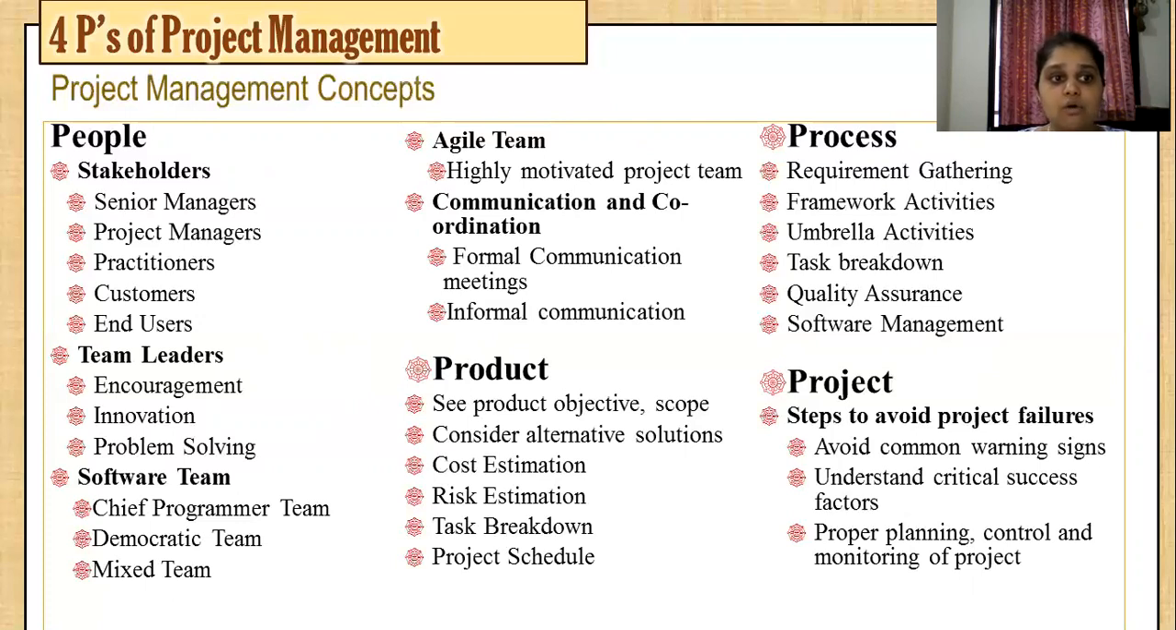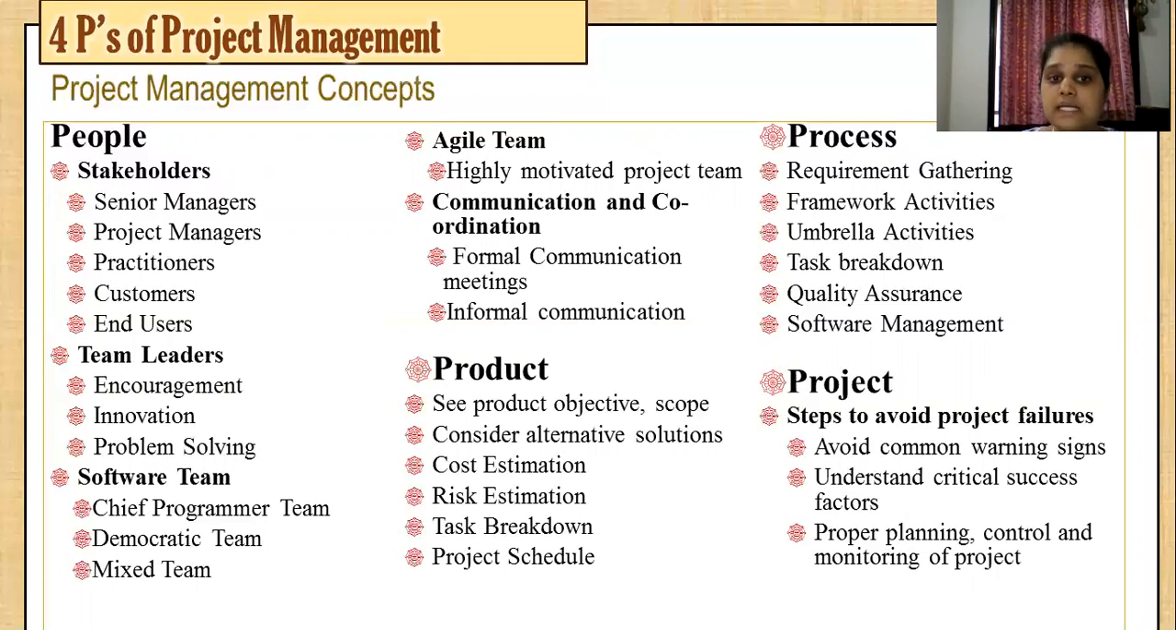So first you can see stakeholders: you have senior managers, project managers, developers or practitioners, customers, and people who are going to use the software. You also have team leaders. Now, what are the qualities of a team leader? A team leader must be a person who is very encouraging, very innovative, good at problem solving, and able to develop good estimations. He has good intuitions about how your software will go on further. He should know all the qualities of his team members. He should be able to keep them gelled well.